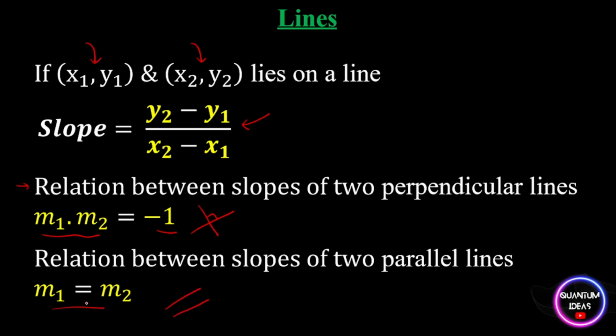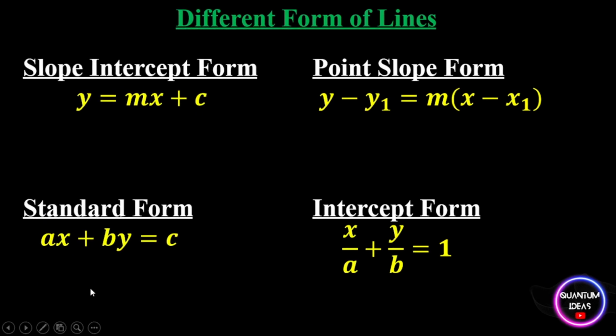Okay, let's go to the next part. Here you can see different forms of lines. The first form is slope intercept form. If the equation of the line is given like y equals 5x plus 2, this is called slope intercept form. From here you can see this 5 is the slope of the line and this 2 is the y intercept. And another is point slope form.